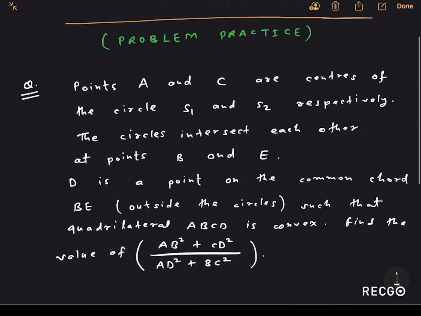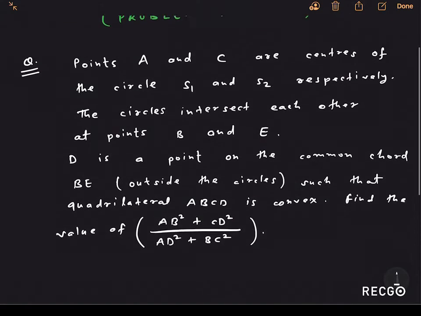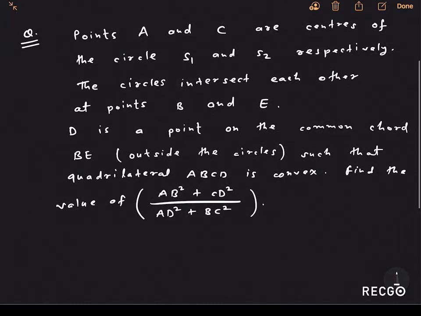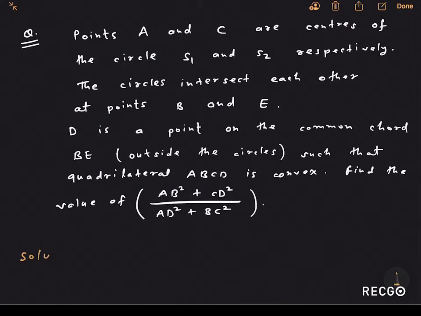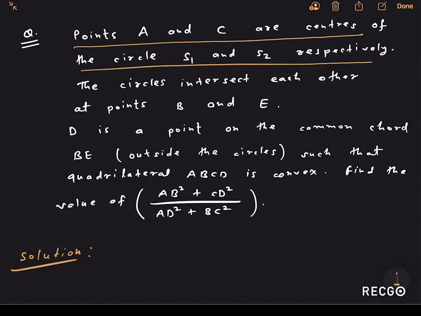But before solving this question, let us read the question once again. First of all, whenever you start solving any question, you should read the question very carefully, and if possible a little slowly, so that you can understand the question in the very first read. You don't need to repeatedly read the question again and again. So the main point is that the points A and C are centers of the circles S1 and S2 respectively.